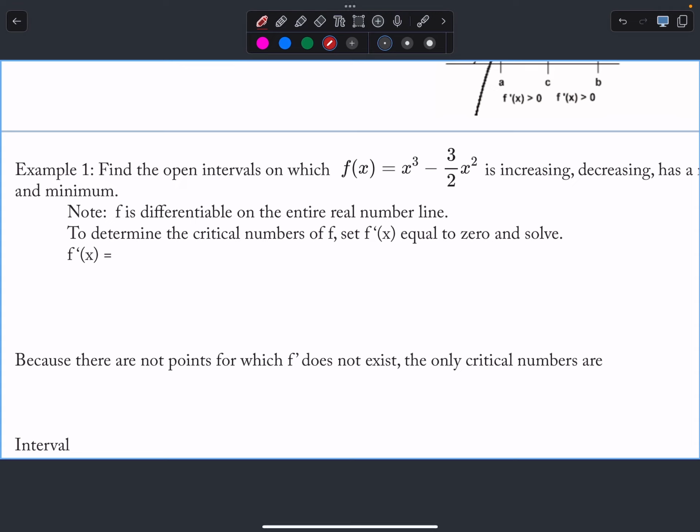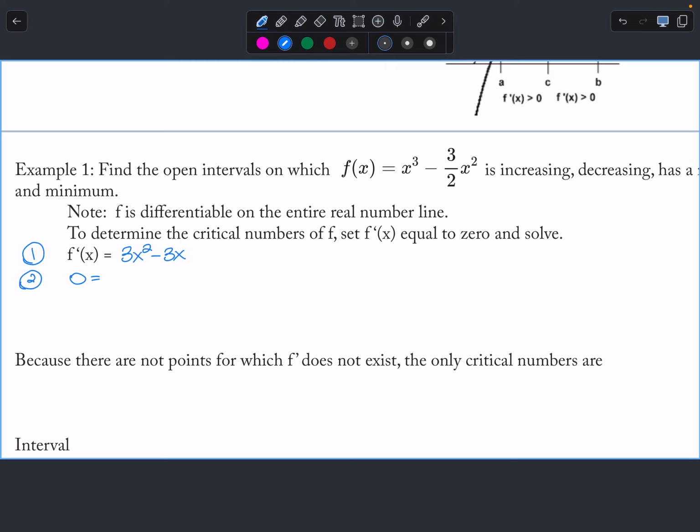So step 1, take the derivative. The derivative of x cubed is 3x squared. Derivative of negative 3 half x squared is negative 3x.